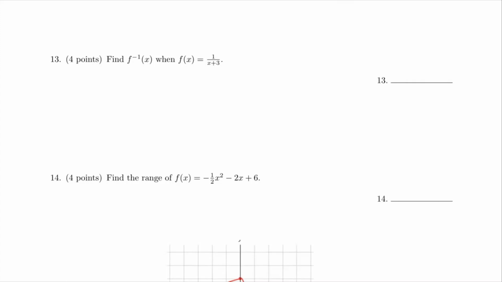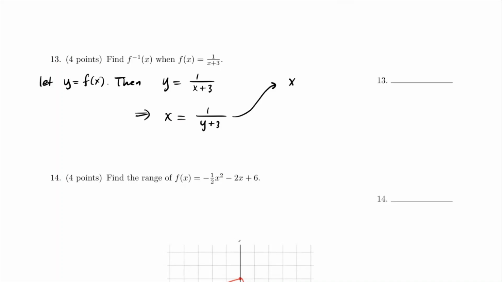Number 13, we're going to be finding the inverse formula for this particular function. So first thing you want to do is rewrite f of x as y. So let y replace f of x. So then we have y is equal to 1 over x plus 3. And then we interchange them. So then we have now x equals 1 over y plus 3. Now I'm going to solve for y. So multiply both sides by y plus 3. So you'll have x times (y plus 3) is equal to 1.